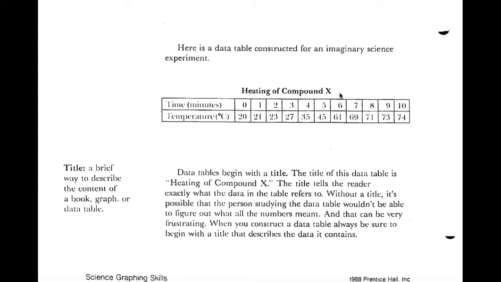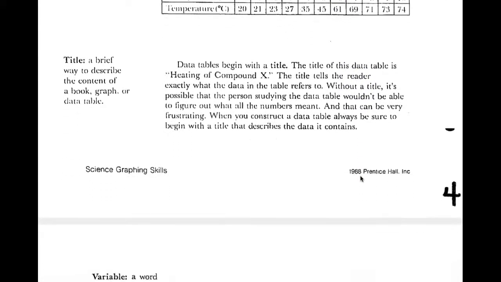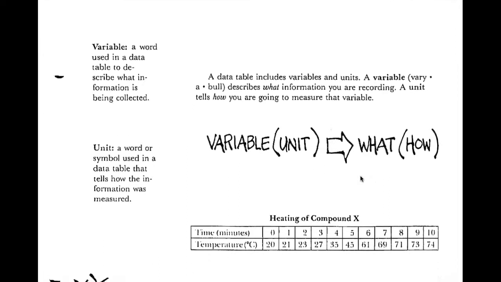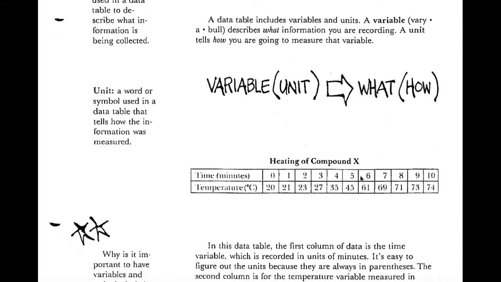Without a title, it's possible the person studying the data table wouldn't be able to figure out what all the numbers meant. And that can be very frustrating. When you construct a data table, always be sure to begin with the title that describes the data that it contains. A data table includes variables and units. A variable describes what information you're recording. A unit tells how you're going to measure that variable. You can see here, variable is the unit. What, how.